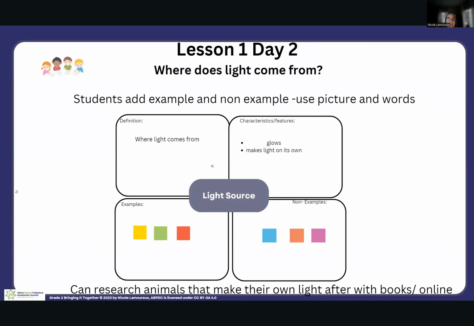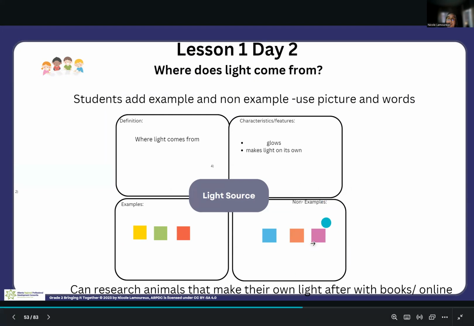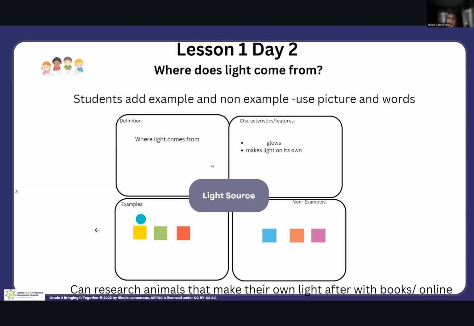So they can have stickies and they can draw on the sticky and write sources of light, or you can ask for them to list all the sources of light and then give a non-example with their name on it. I think this is kind of a short lesson. So I thought maybe have some books available. I'm not overly assessing on plants and animals, but we have to teach it. So, get them to look for it and share with each other. What do we find out about plants and animals that make their own light?